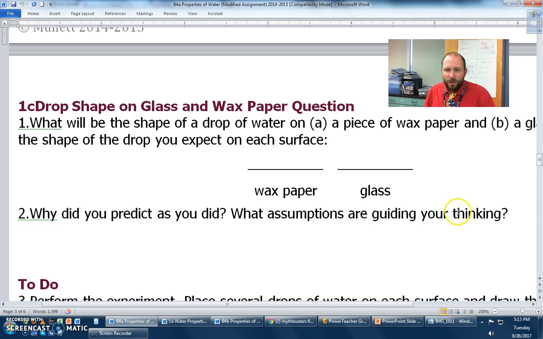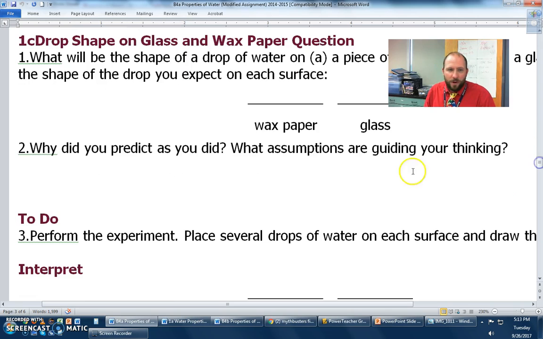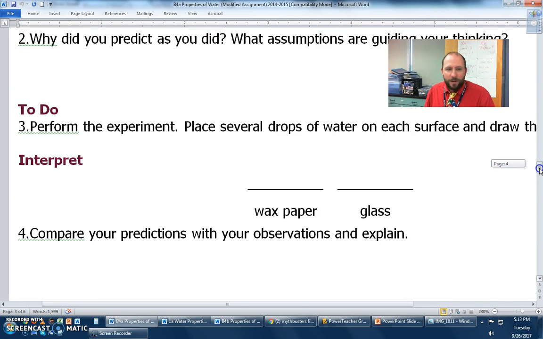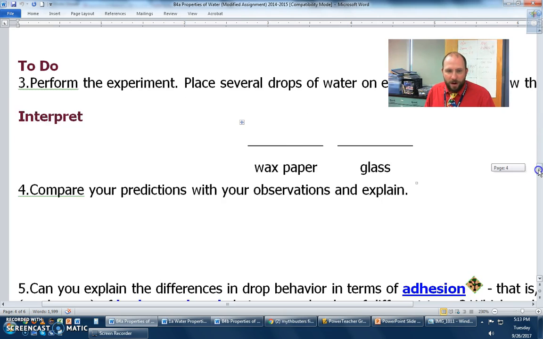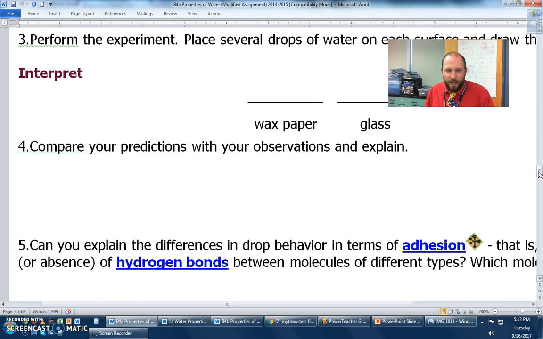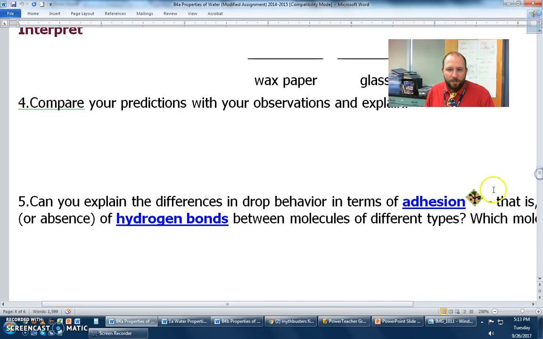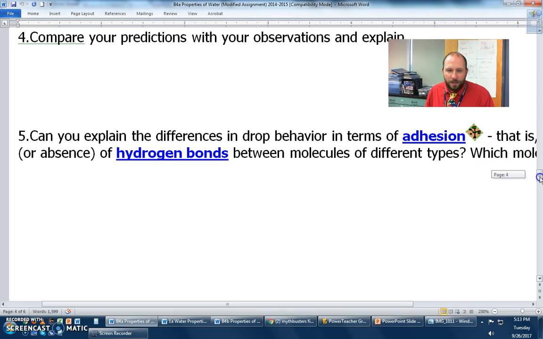Prediction. You're going to do the prediction. You're going to then explain why you think the way you do, and then you're going to try and actually do the experiment with the wax paper and glass. Then again, compare your predictions with your observations. Try to explain using the discussion of adhesion and cohesion and hydrogen bonds.